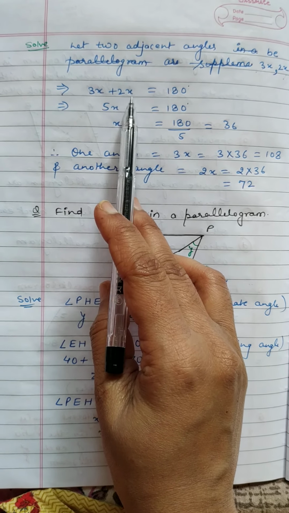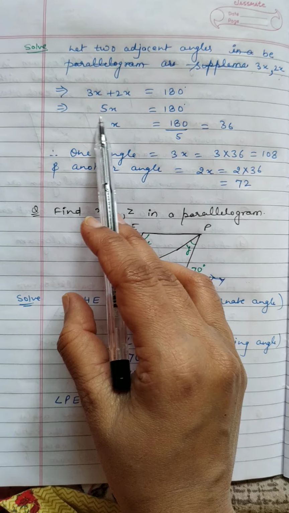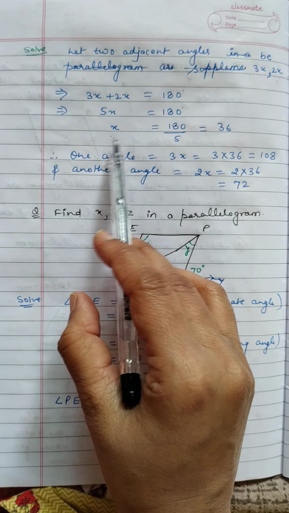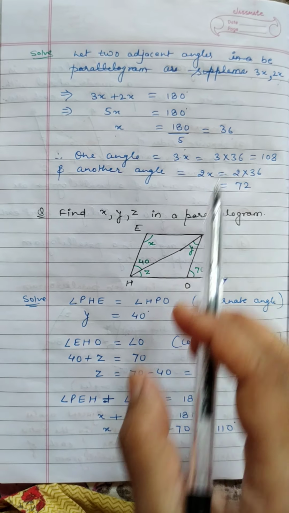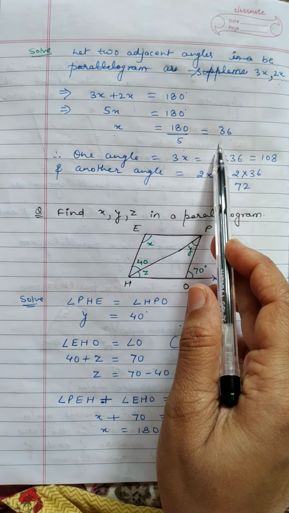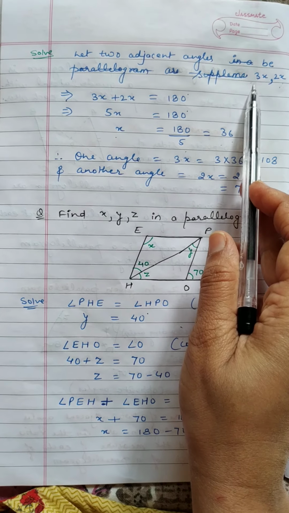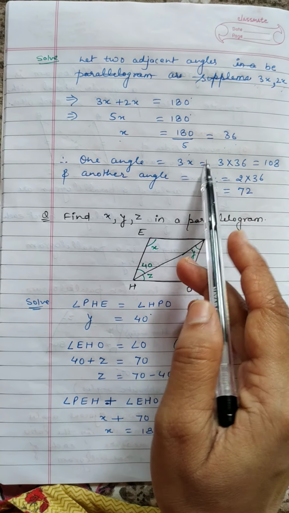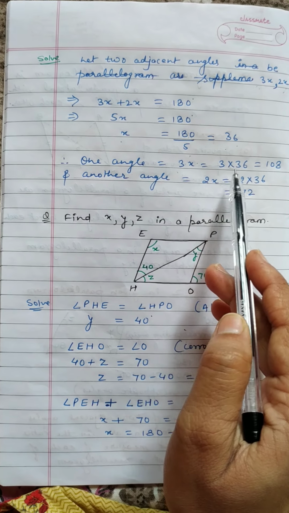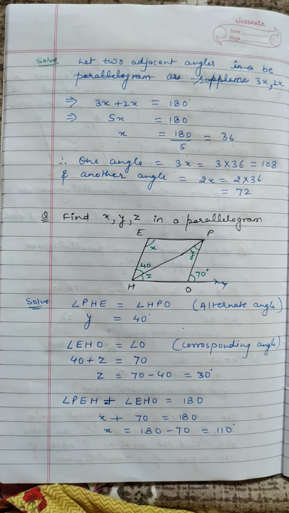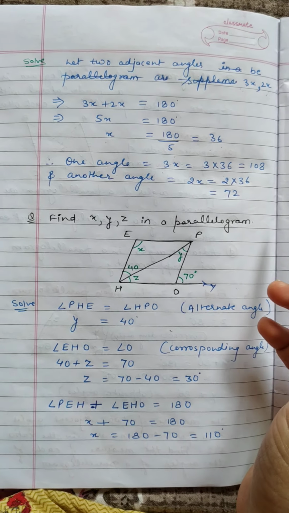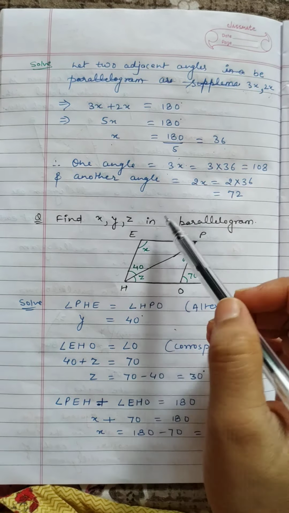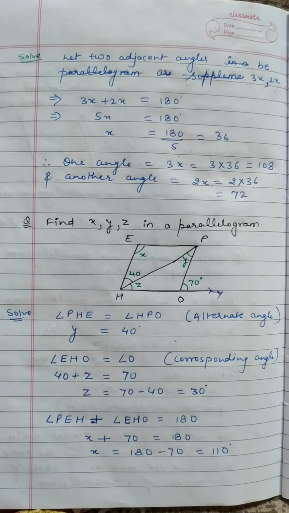So 3 plus 2, 5x. 5x is equal to 180. X is equal to 180 divided by 5. So we get 36. So x is equal to 36. So one angle is 3x and another one is 2x. So 3x, 3 multiplied by 36, we get 108. And 2x, 2 multiplied by 36, we get 72.